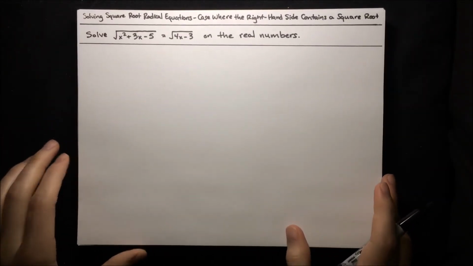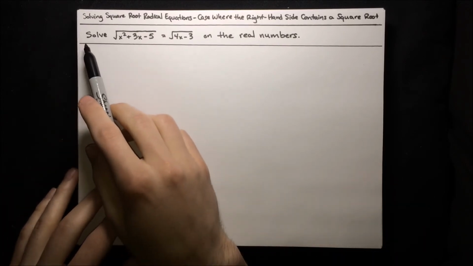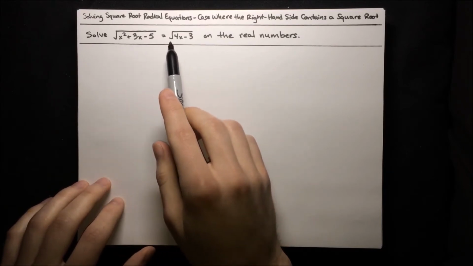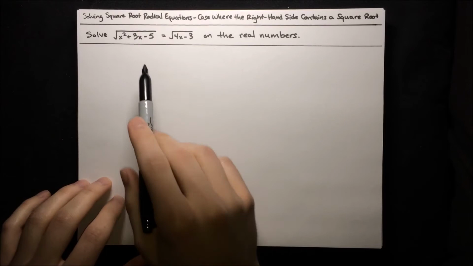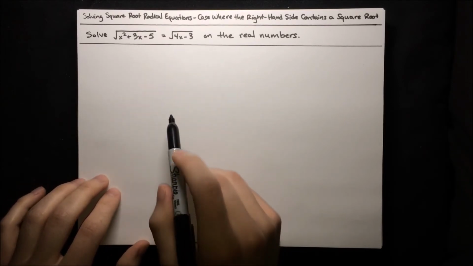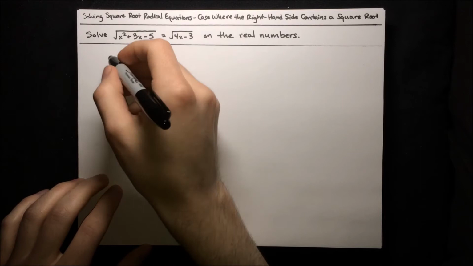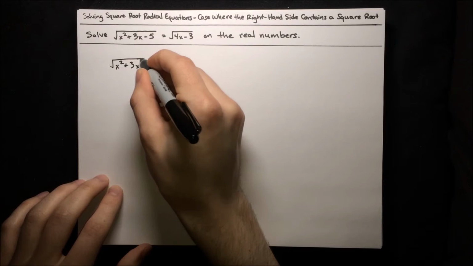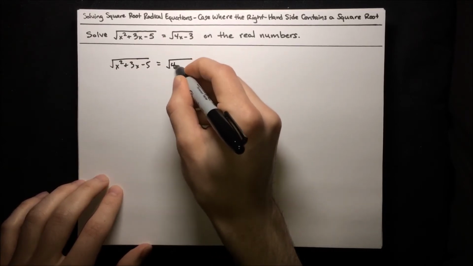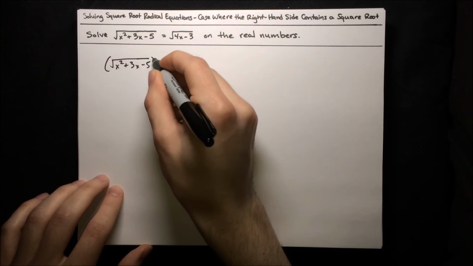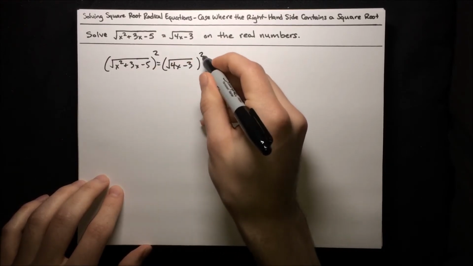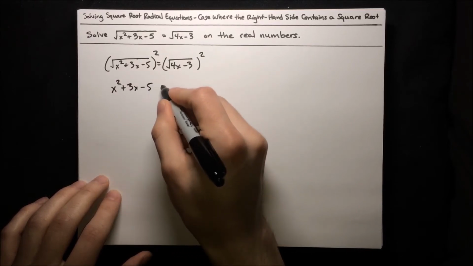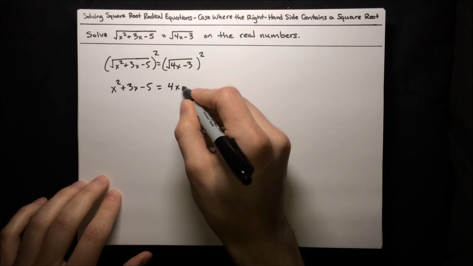Okay, so now we've got another example. I want to solve this square root radical equation, root of x squared plus 3x minus 5 equals root of 4x minus 3. And why don't we start off by just squaring both sides to get rid of the roots. So let's write that again. Root of x squared plus 3x minus 5 is equal to root of 4x minus 3. Take the square of both sides, that gets rid of the roots. Then we've just got x squared plus 3x minus 5 is equal to 4x minus 3.